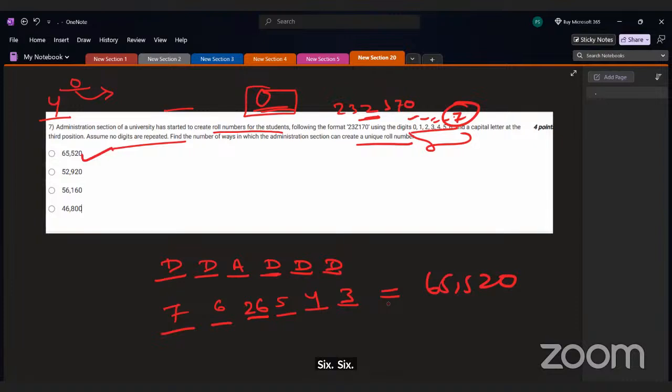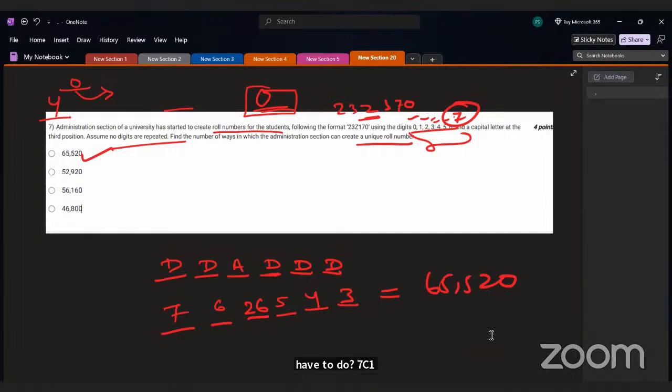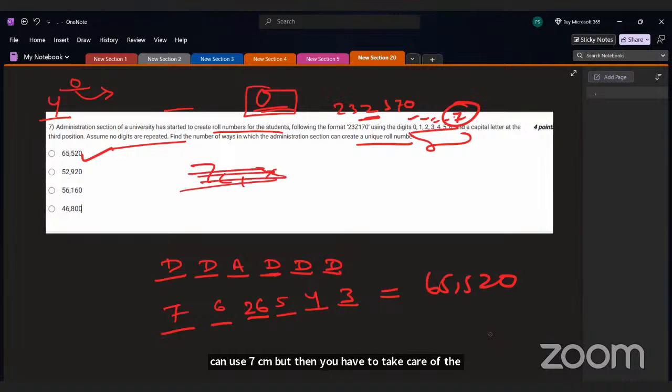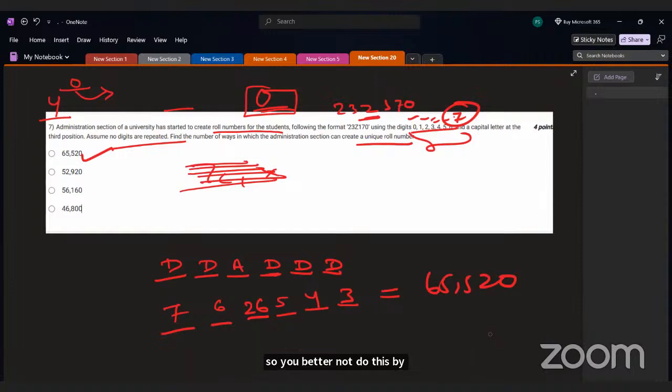Okay. Now we'll move to the next question. Sir, do we have to do 7C1, or do we have to just multiply all of them? No, here permutation matters, so you can use 7 but then you have to take care of the permutation part. You have to multiply something to this. So you better not do this by combination. You have to do just a basic question of permutation.